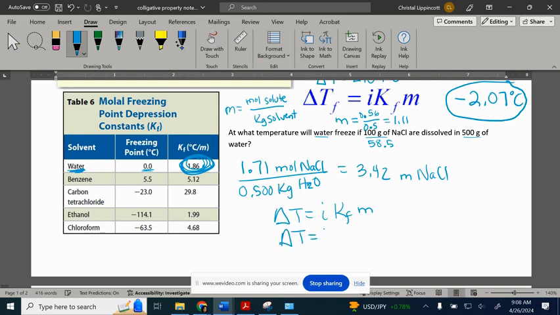This is sodium chloride. It is an ionic compound. How many parts is this going to break up into? 2. So I call that my interference factor. Okay, so that's going to be 2. My Kf value, I'm going to again come over to this chart, find water, and grab my Kf value and bring it into this problem. My molality, we calculated up here. I'm going to bring that down into this problem, and I'm going to calculate my delta T.